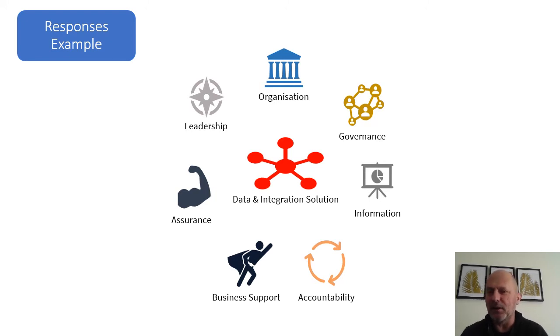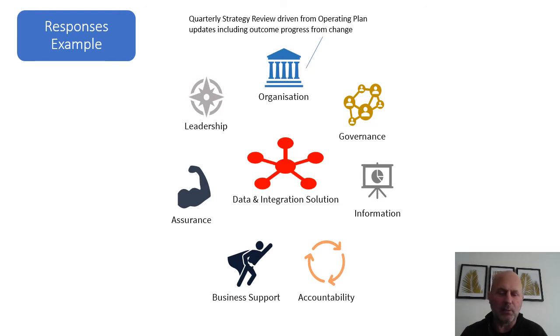The only difference is that instead of outlining a problem or a concern, we're outlining a vision statement for each of these things. And looking at the example we've just seen with the problem statements, what our vision is in the organisation space is that we implement a quarterly strategy review driven from the operating plan with updates to it and visibility of outcomes from the progress from change. This is a clear step forwards to connect strategy to delivery and back again.